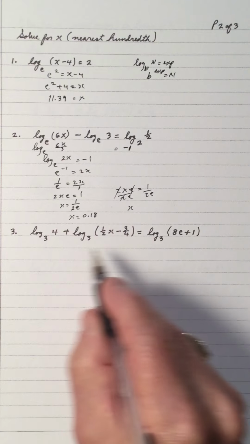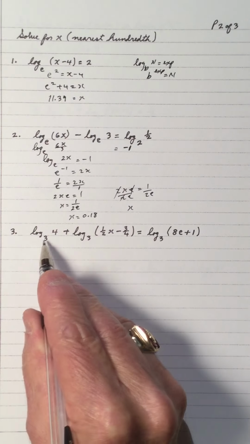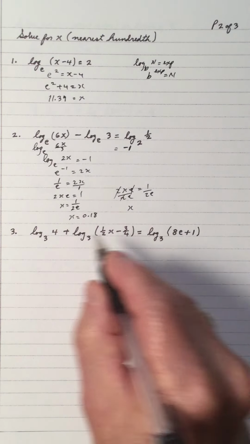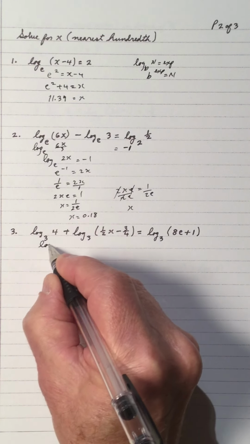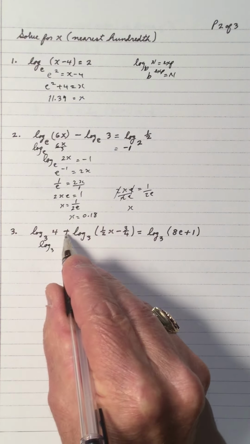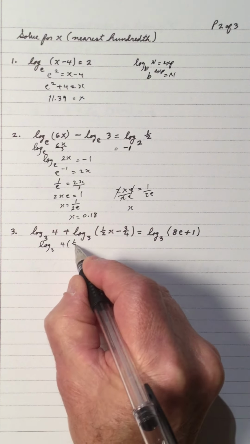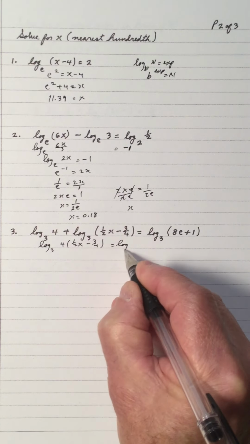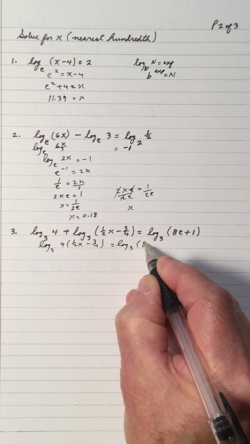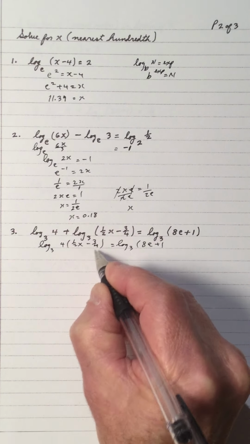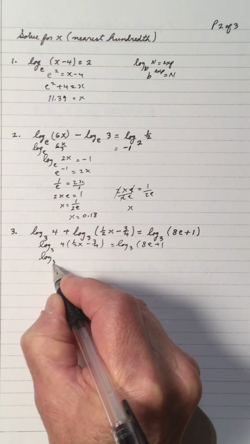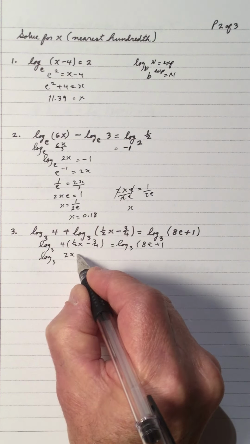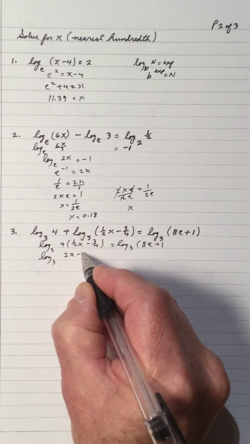Number 3, we've got a log on each side. All three of them have base 3, so we make this into a single log. This is the log base 3, and when the sum of two logs is the log of the product, we multiply. We leave the right side as it is. So that's the log base 3. 4 times a half is 2, so 2x. 4 times negative 3 over 4 is negative 3.